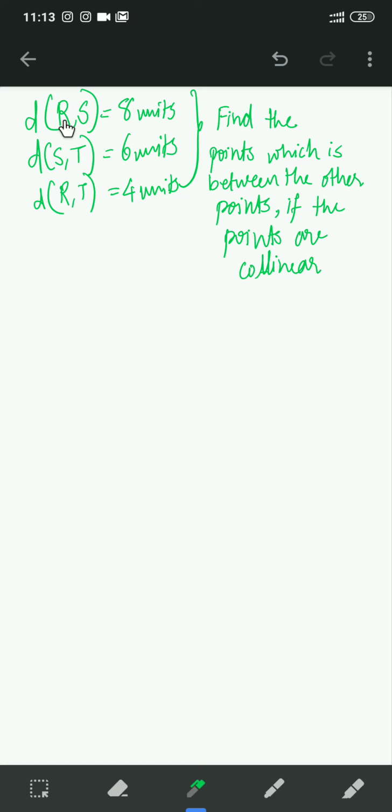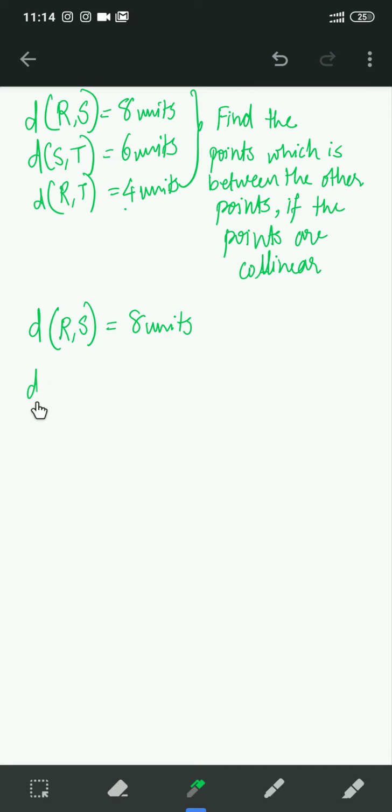What is the largest distance? Largest distance is 8 units. So that is the distance between points R and S. So distance between points R and S is equal to 8 units. So that means the sum of the other two should be equal to this one. Correct. So the larger distance is 8 units. Now let's see if the addition of the other two is 8. Now, as you can see, it is not. 6 plus 4 is 10.